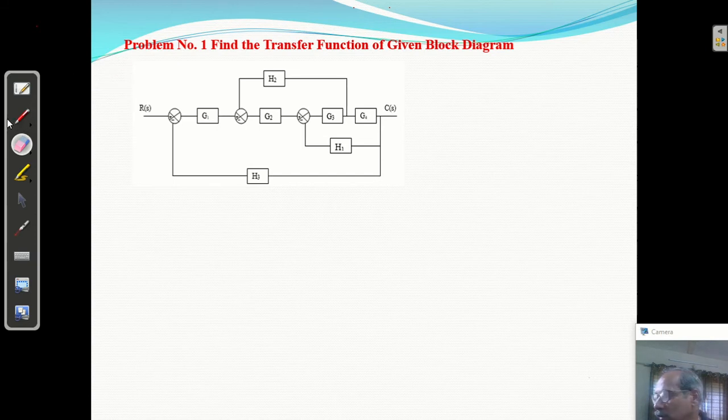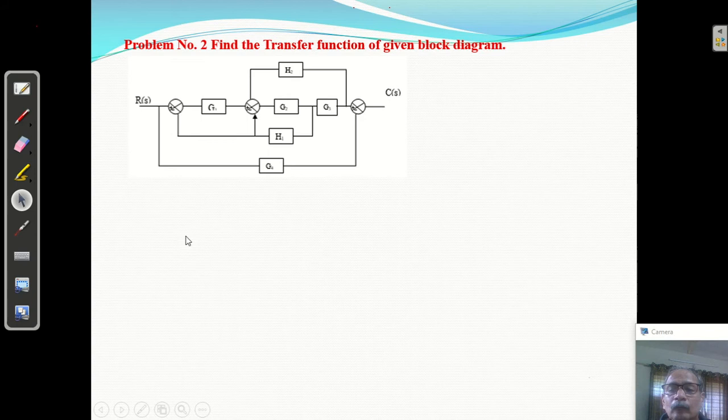Okay, next problem I'm solving, question number 2. This is the problem number 2 I have given. This is R(s), sorry. Okay, this is plus and this is minus. This is G1. This is H2. Okay, this is given. I'll tell you, this is G2, G3, H1, G4. Okay, this is C(s). It is given. This is the problem I have given.